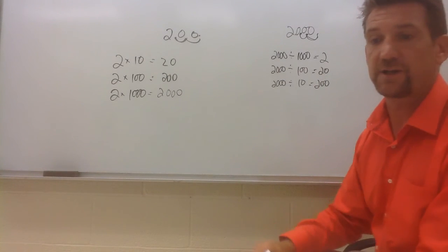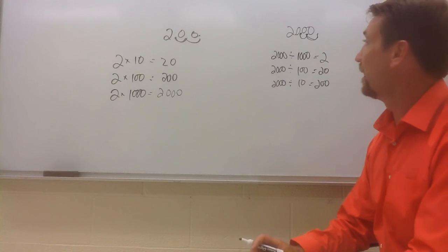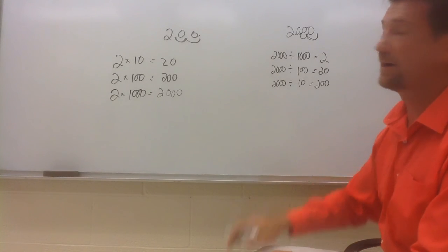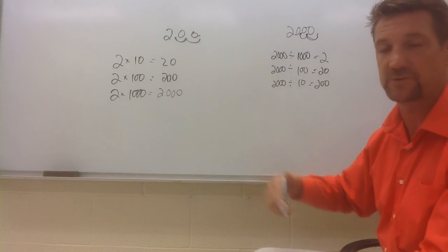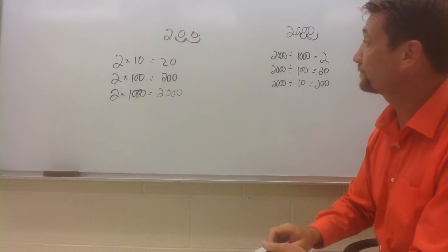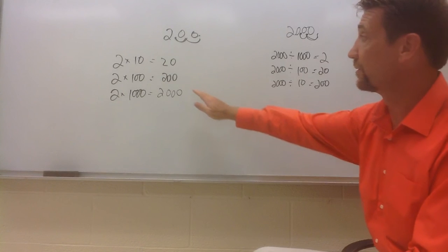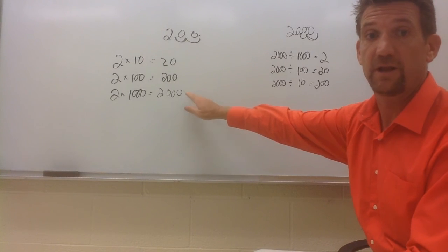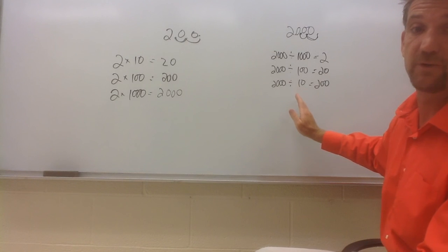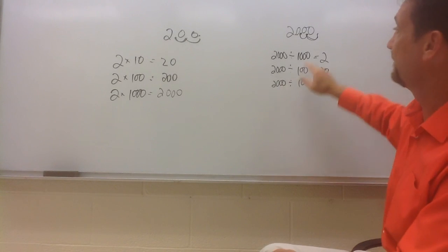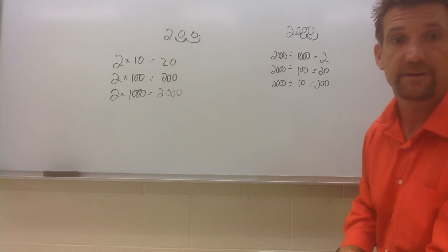So that's a shortcut you can use when you're multiplying or dividing by powers of 10. That is 10, 100, 1,000, 10,000. Just move the decimal. When you're multiplying, you move the decimal to the right, the number of zeros. When you're dividing, you move your decimal to the left, the same number of zeros you have in your divisor.